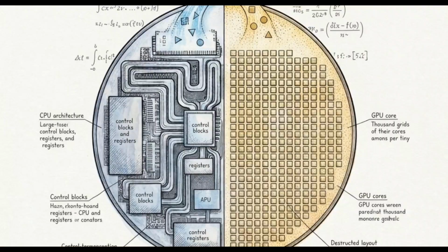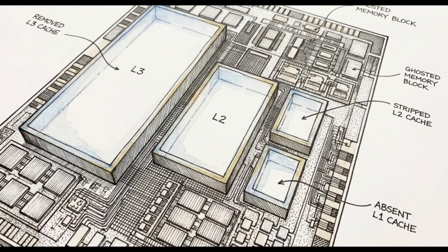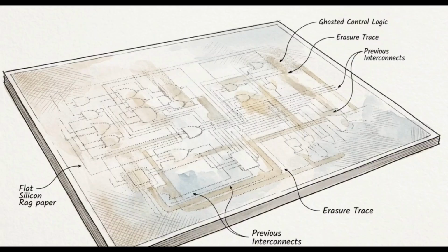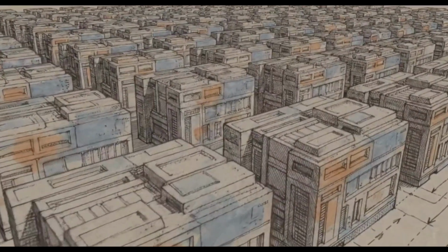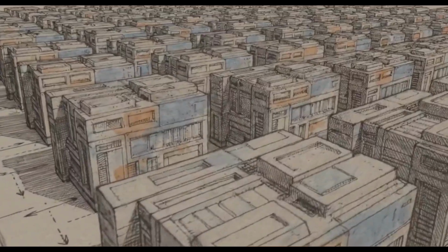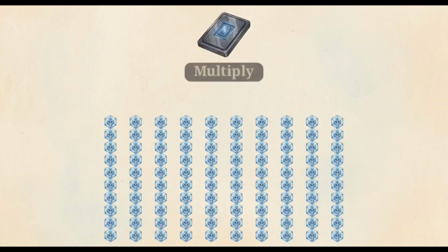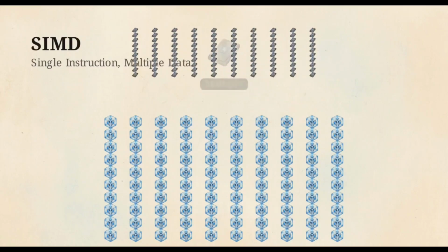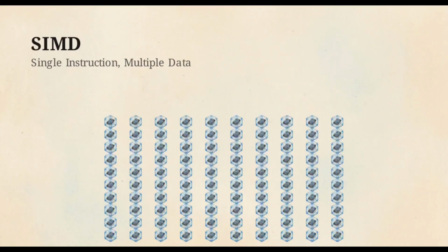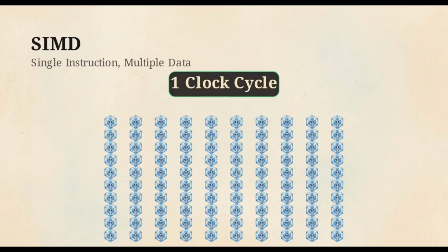Which brings us to the graphics processing unit, an architecture that abandons the sequential model entirely. To achieve massive parallel processing, engineers strip away the large memory caches and highly complex control units that allow a CPU to perform branch prediction. In their place, they pack the silicon with thousands of simplified arithmetic logic units designed strictly for rote execution. This layout enables an execution model called SIMD, single instruction, multiple data. The hardware takes one specific mathematical command and executes it simultaneously across hundreds of data points in a single clock cycle.